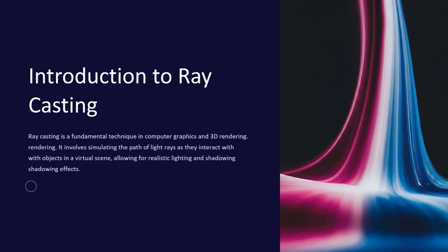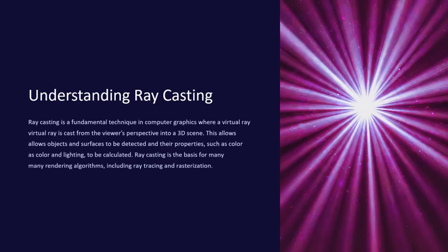In computer graphics, raycasting is the most basic form of ray tracing. Raycasting is a fundamental technique in computer graphics. It involves simulating the path of light rays as they interact with the objects in a virtual scene, allowing for realistic lighting and shadowing effects.